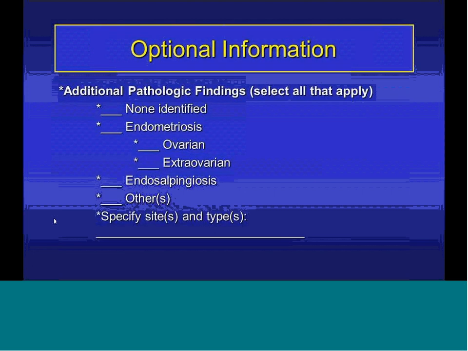Optional information, normal findings in the background, and although some of these are optional, I think they'd be very important. Endometriosis is a known precursor lesion for clear cell carcinomas of the ovary, and it's very important to determine whether it's there or not in those cases. Endosalpingiosis is not considered a precursor but can be identified, and you may find other lesions in the peritoneum that you wish to detail in this area.